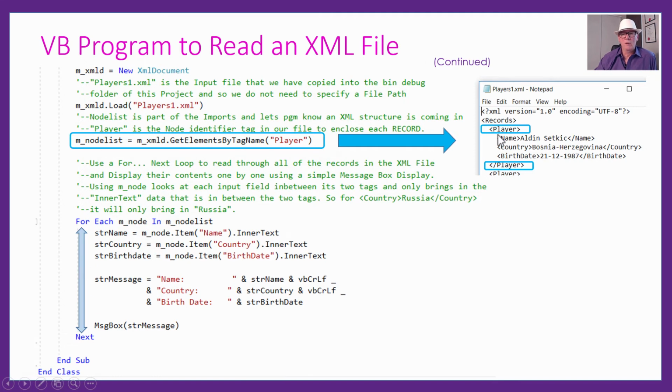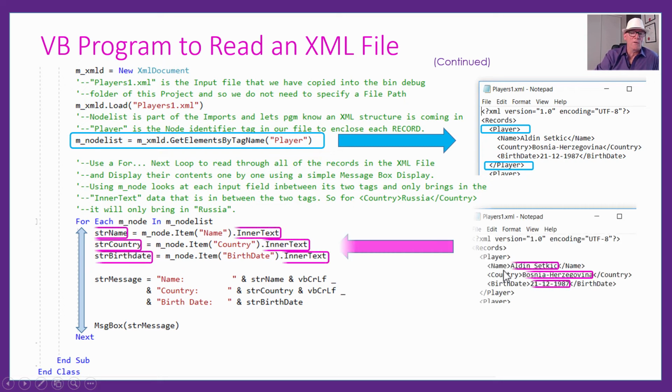It's going to keep going through, and when it runs out of player tags to find, it knows that it's finished. So that's our for next loop. And what these things do, the inner text, what that does is it says, okay, go into this thing here, and it should start with name. So you should see this thing name. And then the inner text is this stuff in here, Alden Setkick. And this is saying, just grab that inner text out of the middle and ignore that finishing tag, okay?